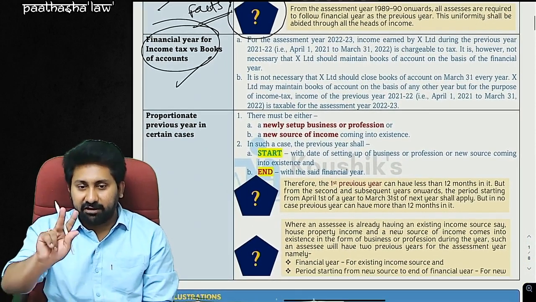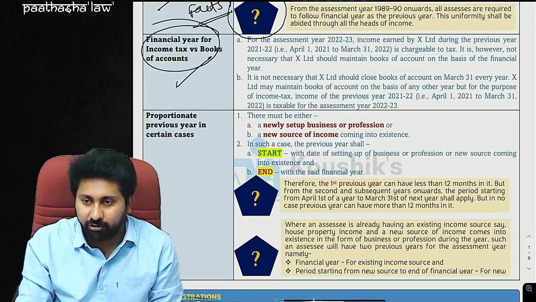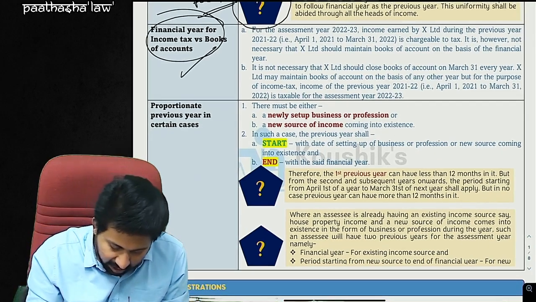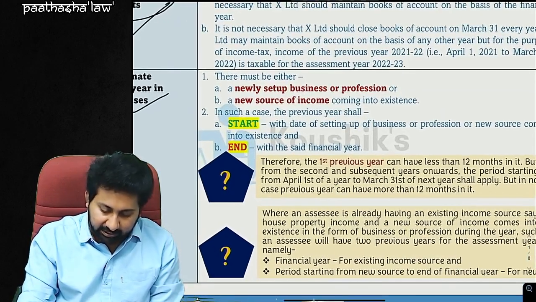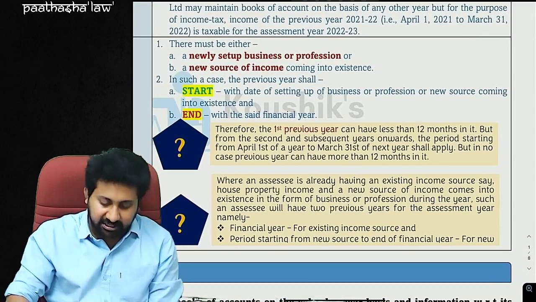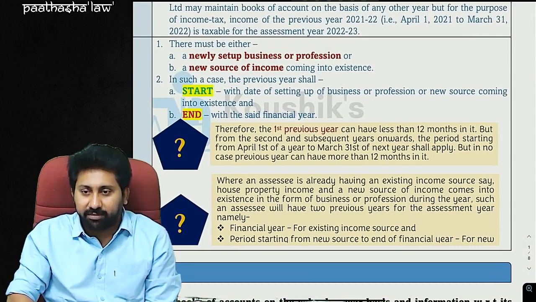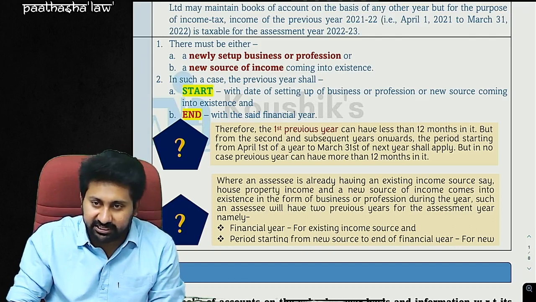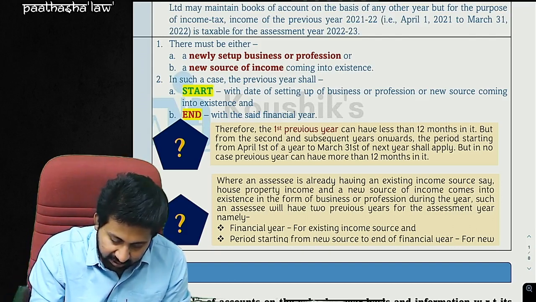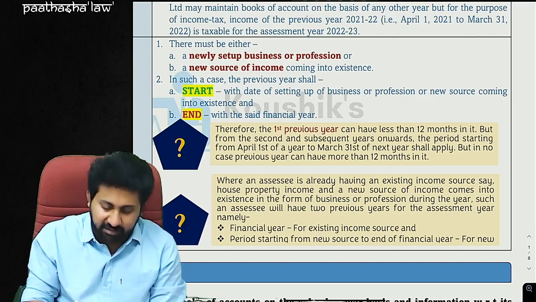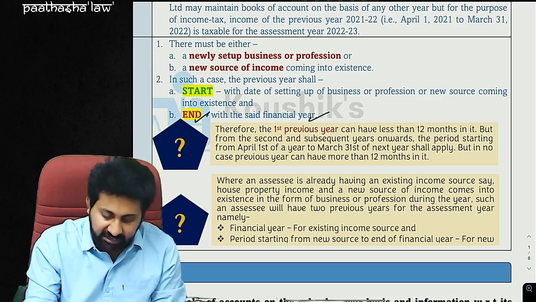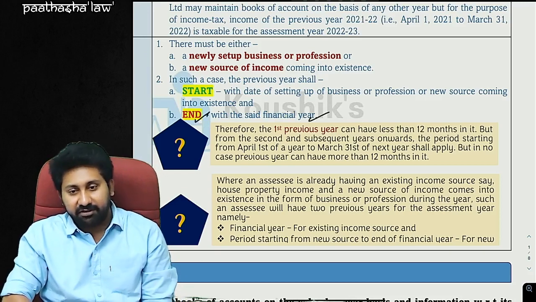Okay, that's another point I kept here. Once I complete, I will give 2 minutes time and put it before you. You can easily see and understand. Proportionate previous year: there must be either a newly set up business or profession or a new source of income that comes into existence. In such a case, the previous year shall start with the date of setting up of business or profession and end with the said financial year.